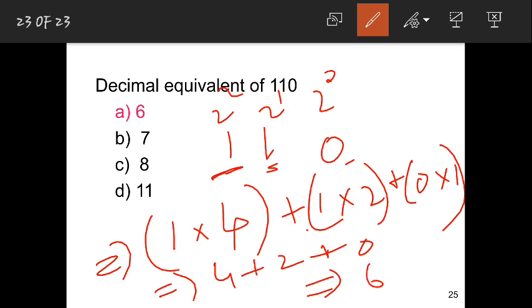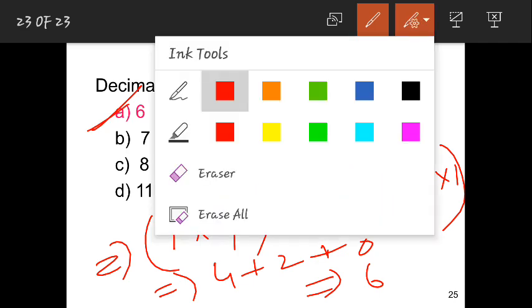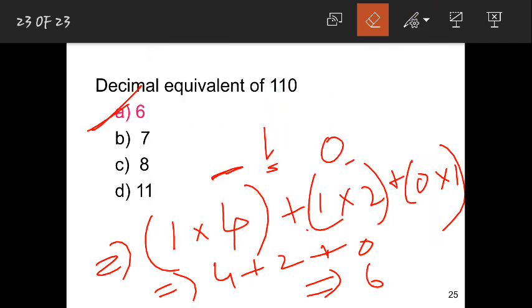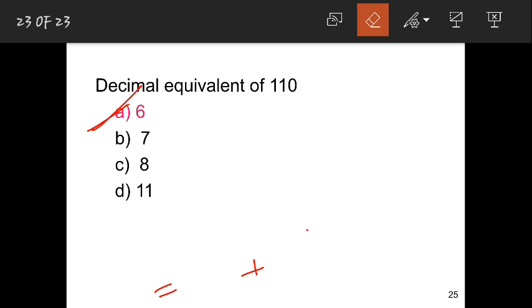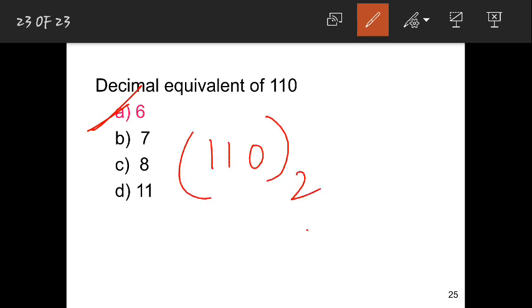Is that fine? So, this is the answer for your decimal equivalent of 110. After completion of this solution, as I said previously, you should always represent in this format. The binary number 110 to the base 2 will be equal to 6 to the base 10. By this you will complete your conversion.